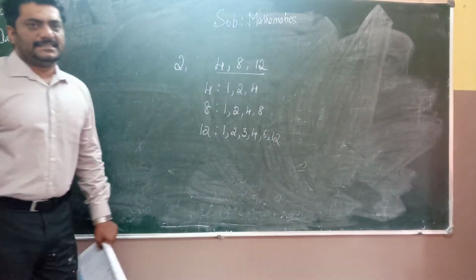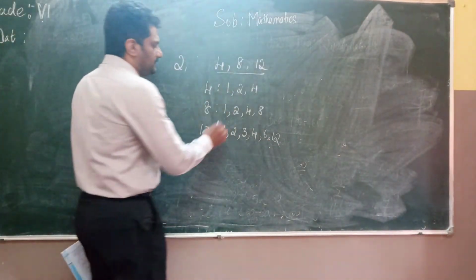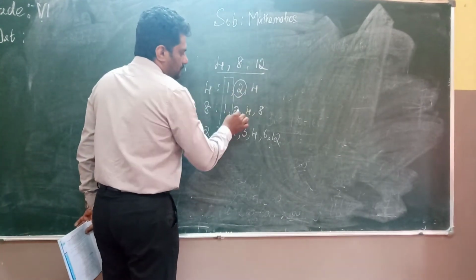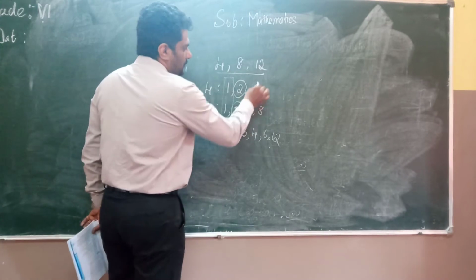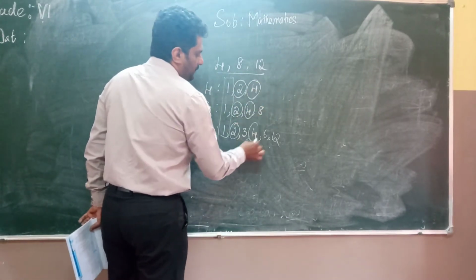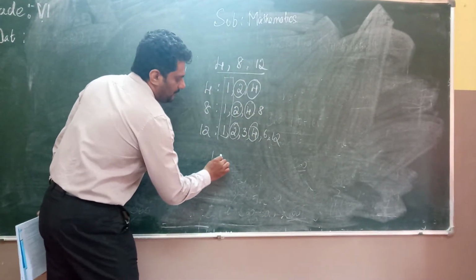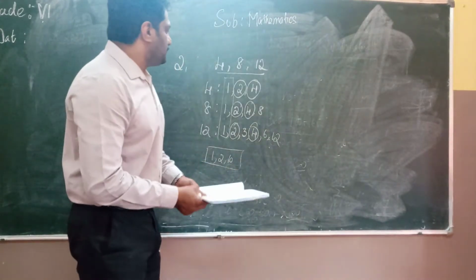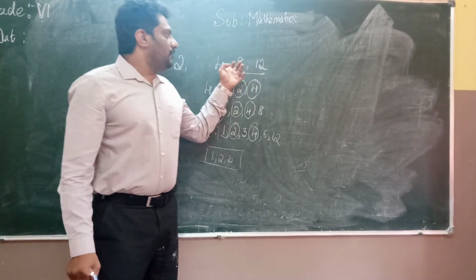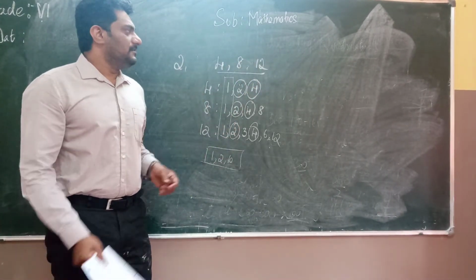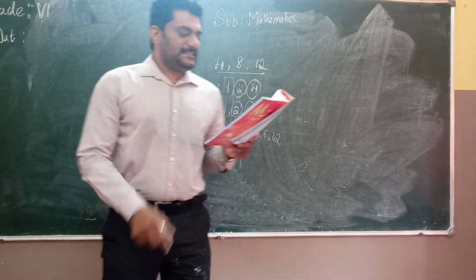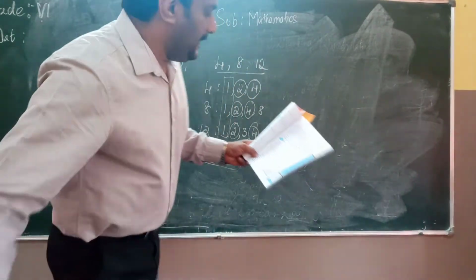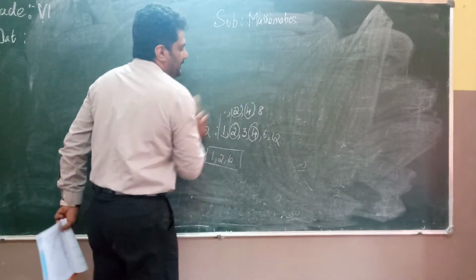Now in all these three, which are the common factors? We can just eliminate 1, okay? 2, 2, 2, 4, 4, 4. So the common factors are 1, 2 and 4. All these are common factors of 4, 8 and 12. That is your first sum. And the second sum, common factors of 5, 15 and 25. I want you to do that as homework.